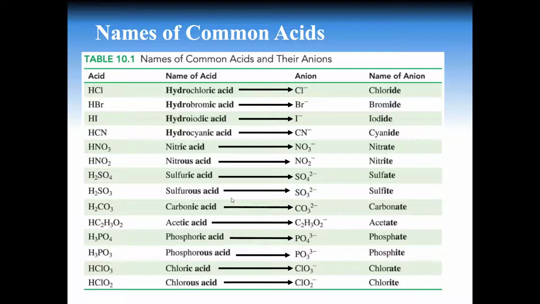It'll pop up here in a few slides, but drop anything that is ATE and replace it with IC acid. So sulfate becomes sulfuric acid, nitrate becomes nitric acid, acetate becomes acetic acid. All right, so anything that ends in ITE, nitrite, sulfite, phosphite, drop the ITE and end in OUS acid. So nitrite becomes nitrous acid, sulfite becomes sulfurous acid, and phosphite becomes phosphorous acid.